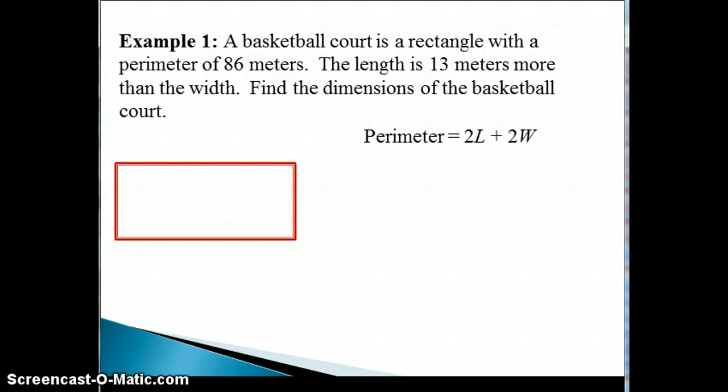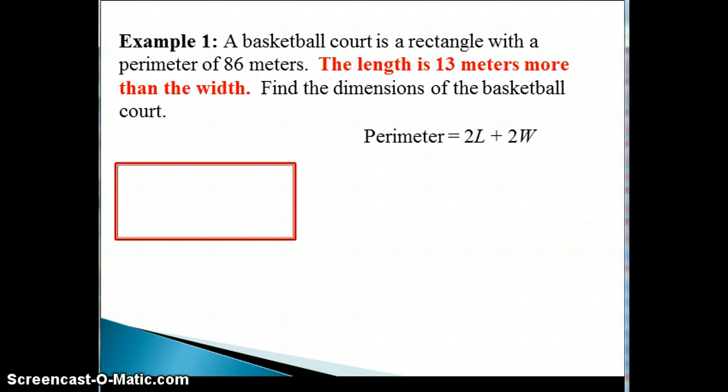Now we need to let a variable represent one of the unknown quantities, and then write an expression for any other unknown quantities in terms of that variable. The two unknown values here are the length and width of the rectangle. In order to decide which of these will be represented by the variable, we need to look again at the wording of the problem.